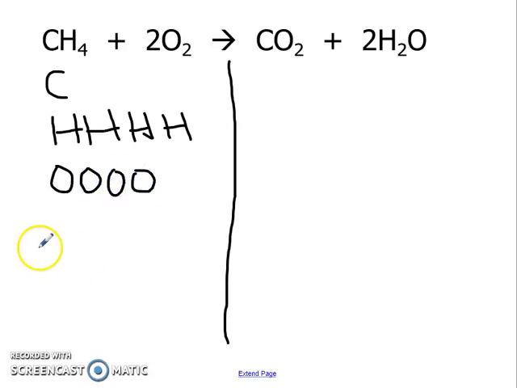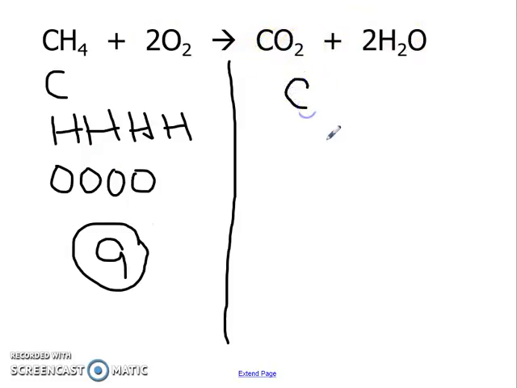Okay, and then our total is going to add up to 1, 2, 3, 4, 5, 6, 7, 8, 9. So I'm going to put my total here, and I'm going to add that up. Then we're going to go over to the product side. So we have CO2, we have 1 part carbon, we have 2 parts oxygen, and then we have 2H2, so we're going to take these two, the coefficient and the subscript, and multiply them. We have 4 parts hydrogen on this side.